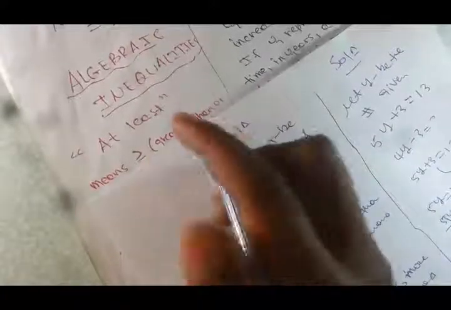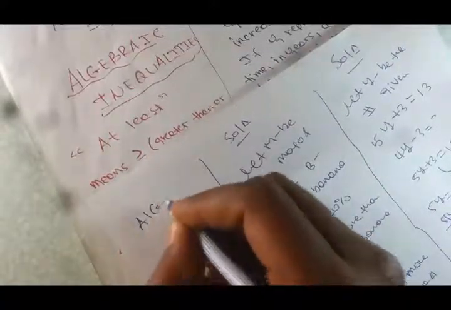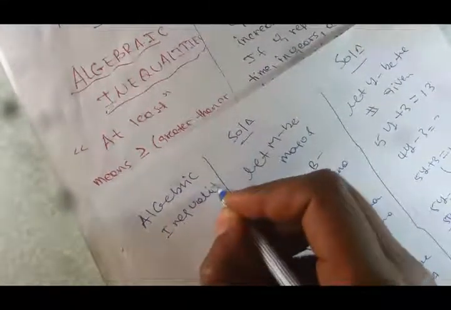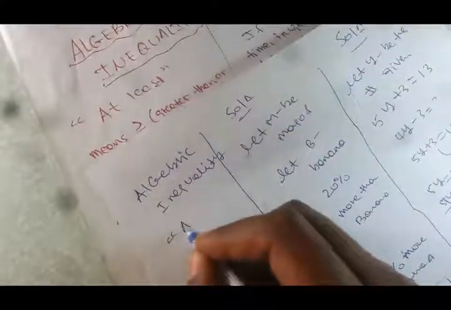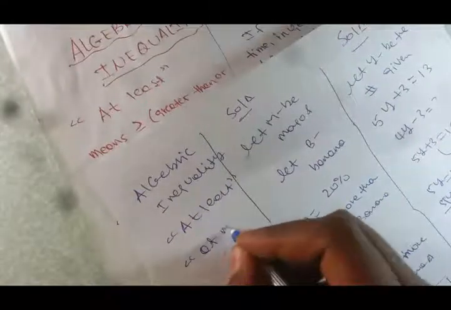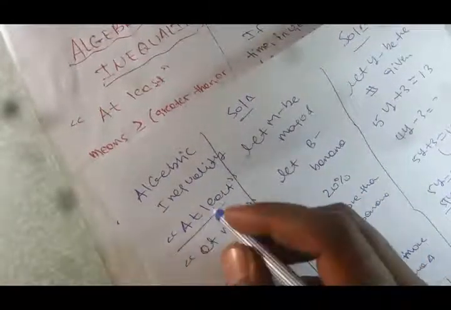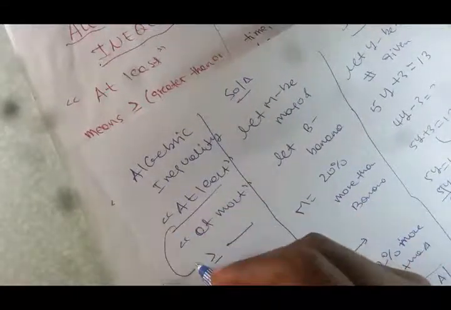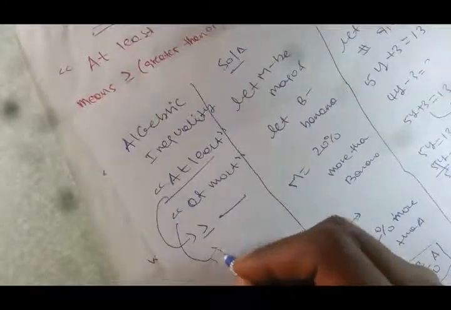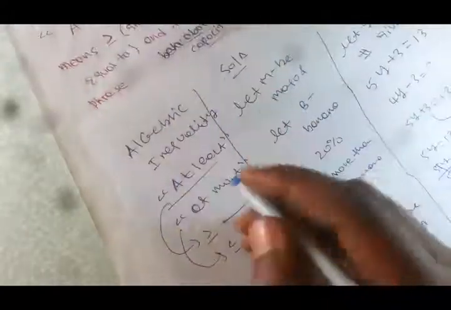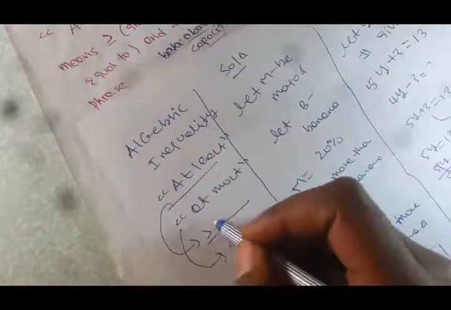And we are going to talk about algebraic inequality. You will encounter the terms at least and at most. When we say at least, it always means greater than or equal to something. And whenever we say at most, it refers to less than or equal to. You have to use this carefully. Whenever you are given at least, it means greater than or equal to, and whenever you are given at most, it means less than or equal to.